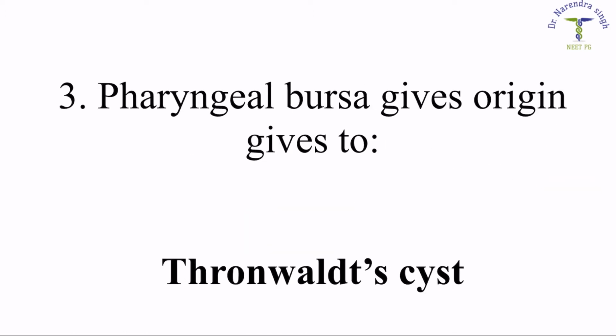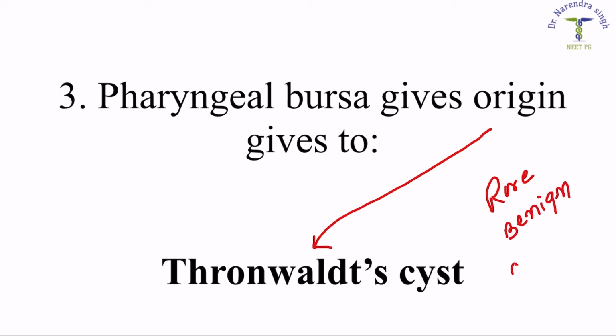Question number 3, which is that pharyngeal bursa gives origin to. The pharyngeal bursa gives origin to what is known as Thornwaldt cyst. The pharyngeal bursa is a rare and benign congenital cyst. What we see in this is that it is in the region of the pharyngeal bursa.